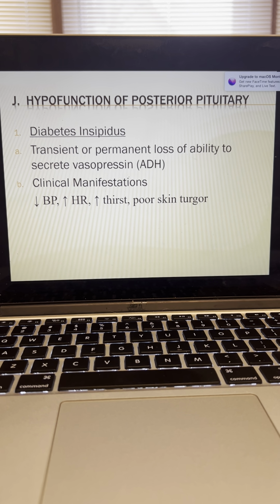So they would be peeing out maybe 1 to 4 liters a day if it's mild, or 5 to 40 liters per day if it is severe. They would have a very low specific gravity, meaning the urine probably is clear like water. It's really not concentrated, so it has no color to it. Other signs and symptoms obviously would be a low blood pressure, increased heart rate, increased thirst, and poor skin turgor.